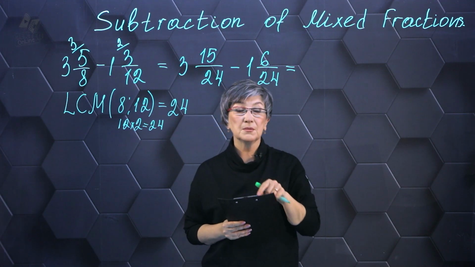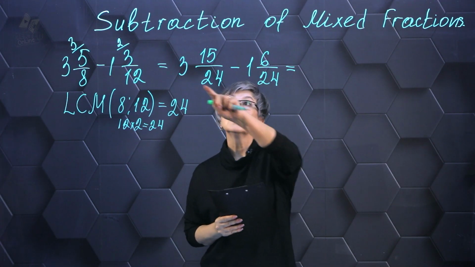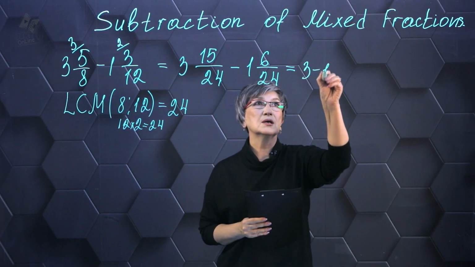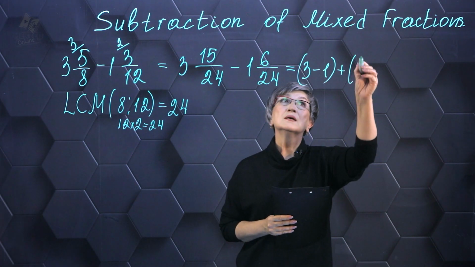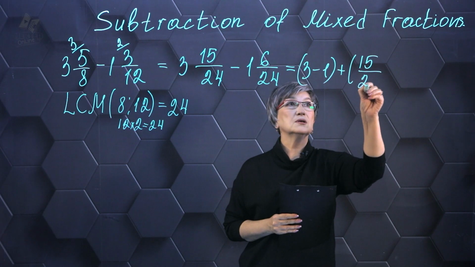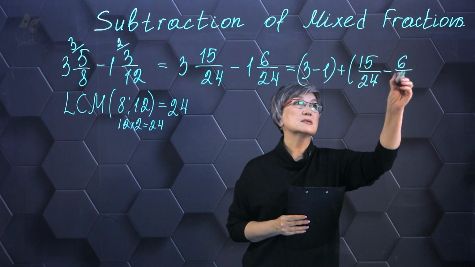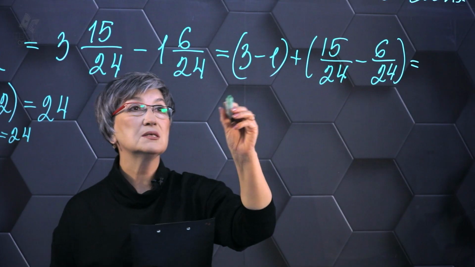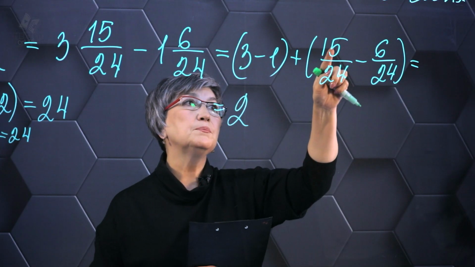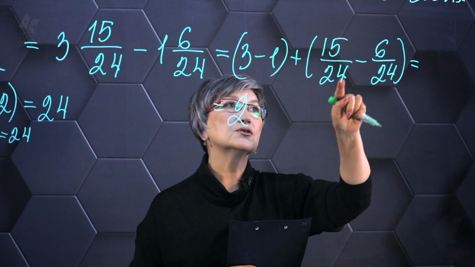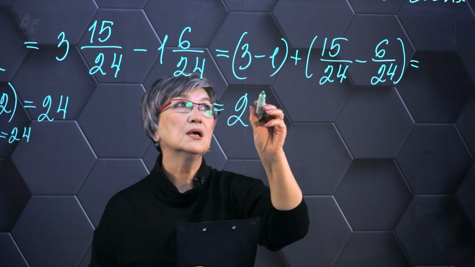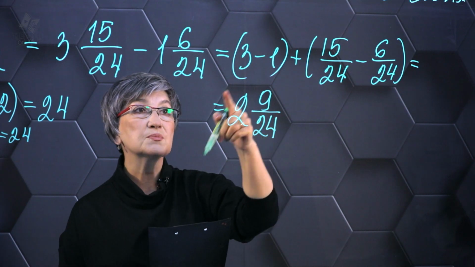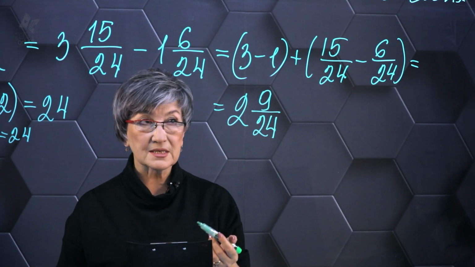The result is two mixed numbers with the same denominators. Now I can subtract: from 3 I subtract 1, 3 minus 1, and 15 24ths minus 6 24ths. All that's left is to count. 3 minus 1 would be 2, and 15 24ths minus 6 24ths would be 9 24ths. And as a result, we have this answer, 2 9/24.